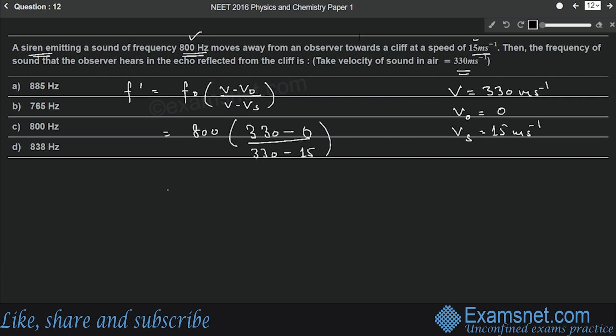So that is equal to 800 here, and this side we have 330 divided by 330 minus 15, that is 315. On solving this, we get 838, and the unit of frequency is Hertz. So 838 Hertz, that means option D will be the correct answer.